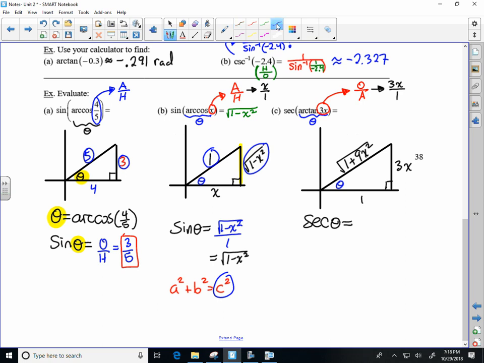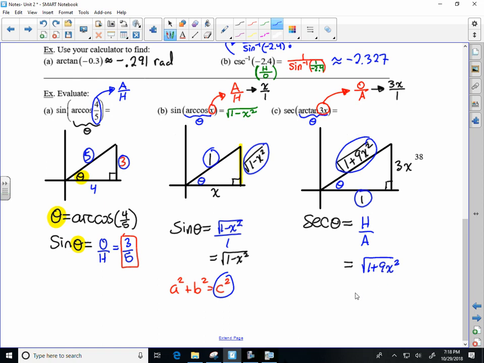Secant is reciprocal of cosine. Cosine is adjacent over hypotenuse, so hypotenuse over adjacent. Hypotenuse adjacent. Which I'm just going to write as the square root of 1 plus 9x squared. All right. So, we could take a look at this one too.